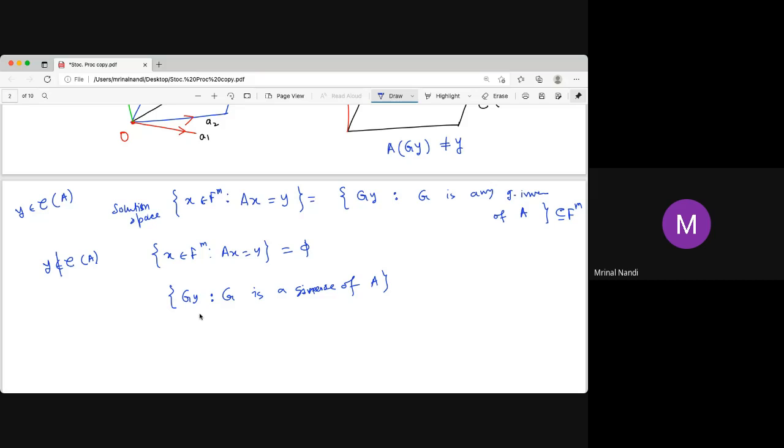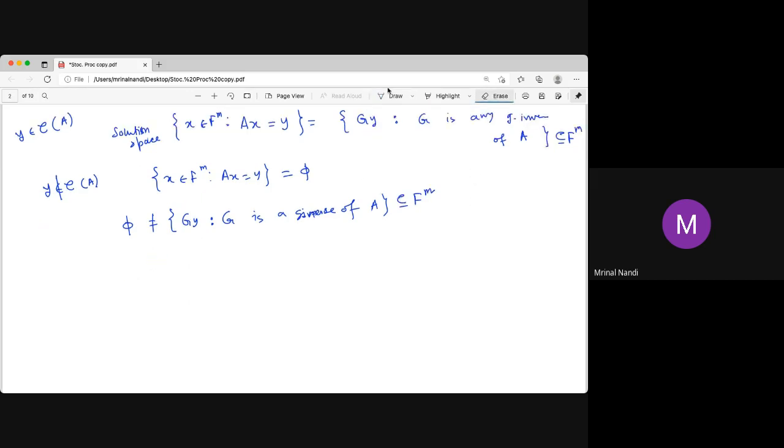So if y is not in the column space, then this solution space is phi. But this is not empty, because g always exists. For every A there is some g, and you have y, so you can just find gy. So this is not empty. So these two are not equal. Equal if y is in the column space. Now just draw this thing. Try to visualize all this.